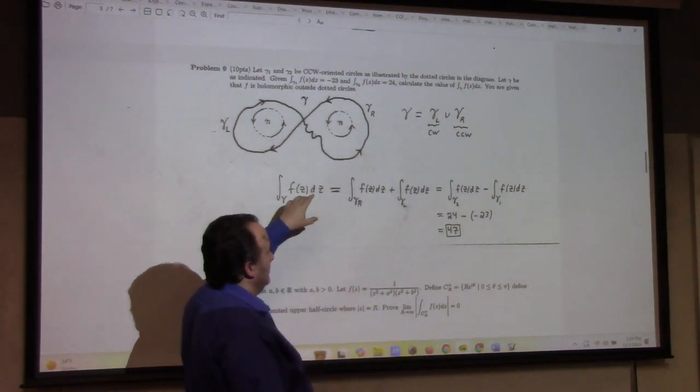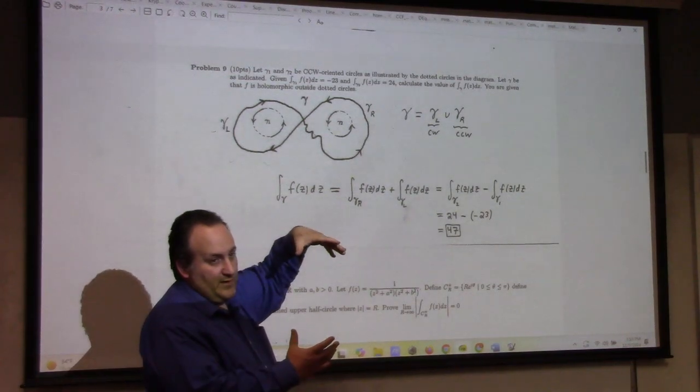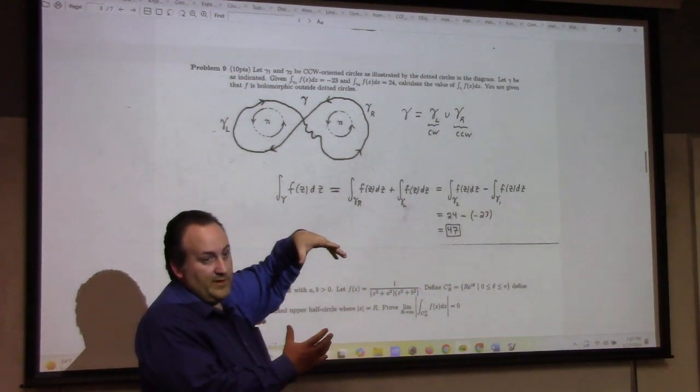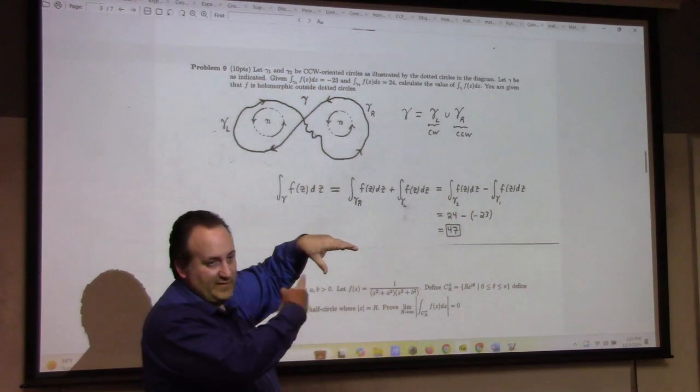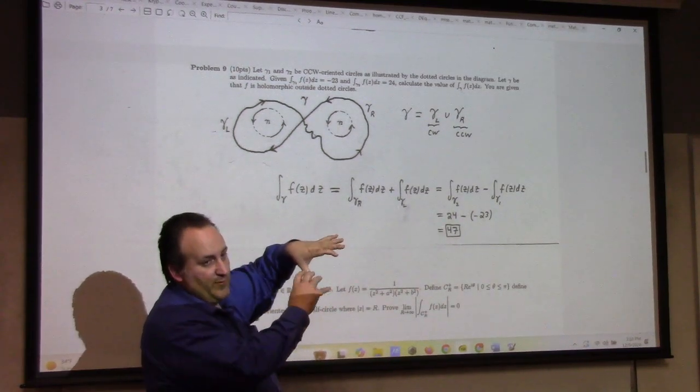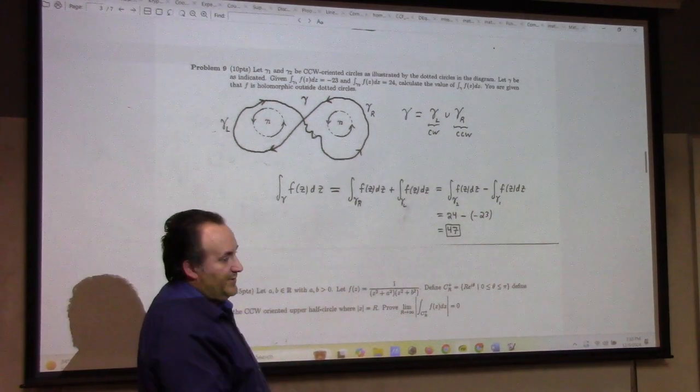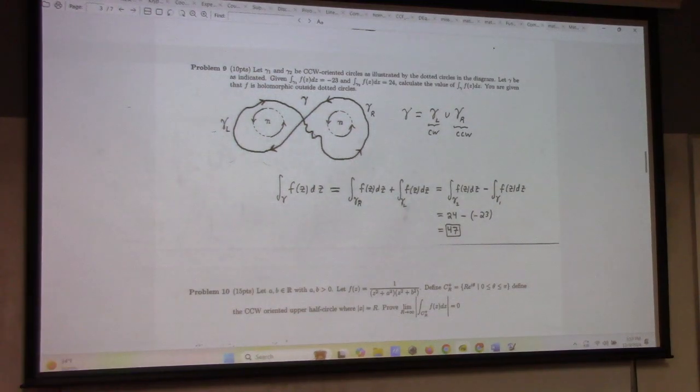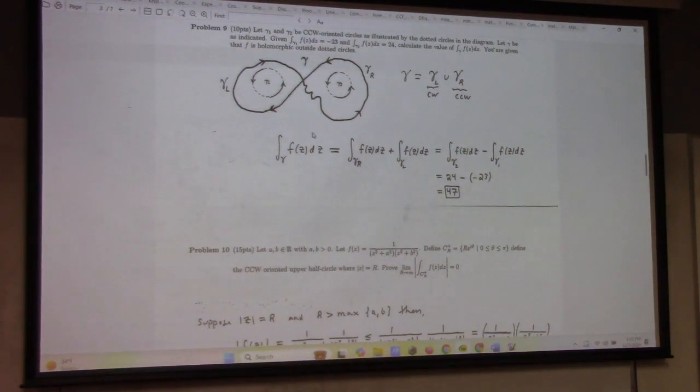The deformation theorem says that the integral around two loops are equal, if the loops are oriented in the same way, and if the function is holomorphic between the loops. So we had that deformation theorem, which was a close cousin to Cauchy's theorem. And then this was a homework problem.